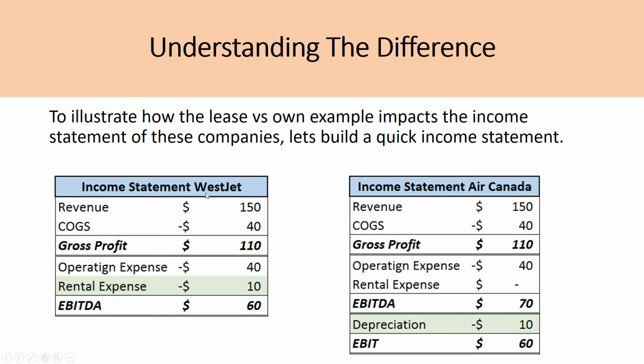So on the left, you have the income statement of WestJet, which leases its planes, right? So revenue, COGS, gross profit and operating expense, they're all the same for each of the companies, right? So you have revenue of 150, COGS of 40, gross profit of 110, and then operating expense of $40. So everything up to there is the same between WestJet and Air Canada. But WestJet, because it leases its planes, reports a lease payment, a rental expense of $10. Whereas with Air Canada, which owns its planes, they do not pay a rental expense, so they report zero over there. So from an EBITDA perspective, the EBITDA of WestJet is $60, where the EBITDA of Air Canada is $70.